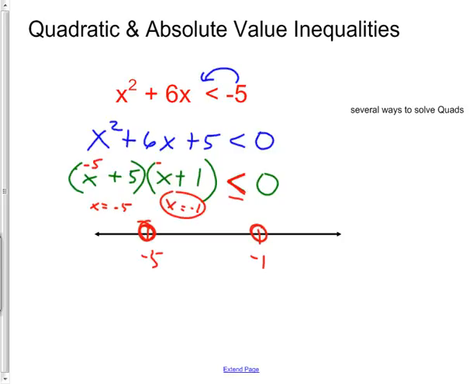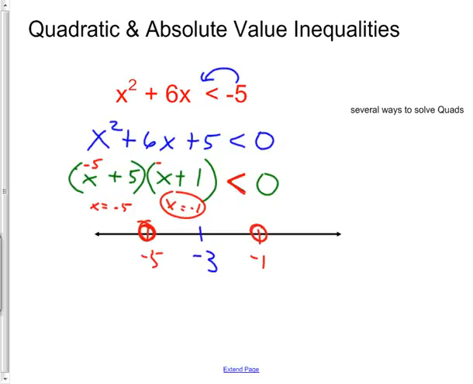All right, so back to, I know the endpoints don't work. Now the question is, is it this section here that works, or is it this section, or is it this section? Well, we test each of them. And here's how you test them. You pick any number that's in that zone. Like the number -3 is in that zone. I could have picked -4, I could have picked -2, anything that's in that zone.